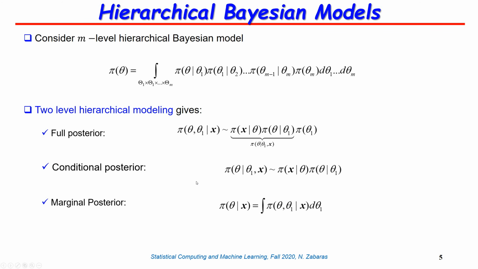And of course, the other possibility, similar to what I showed in the equation on the top, will be to produce the marginal posterior, which means, yes, you have to compute this joint posterior of theta and theta 1, but then once you do this, you integrate the parameters theta 1 out. Okay? And certainly, if somehow you can compute this, you can use either the conditional or the marginal posterior as you wish.